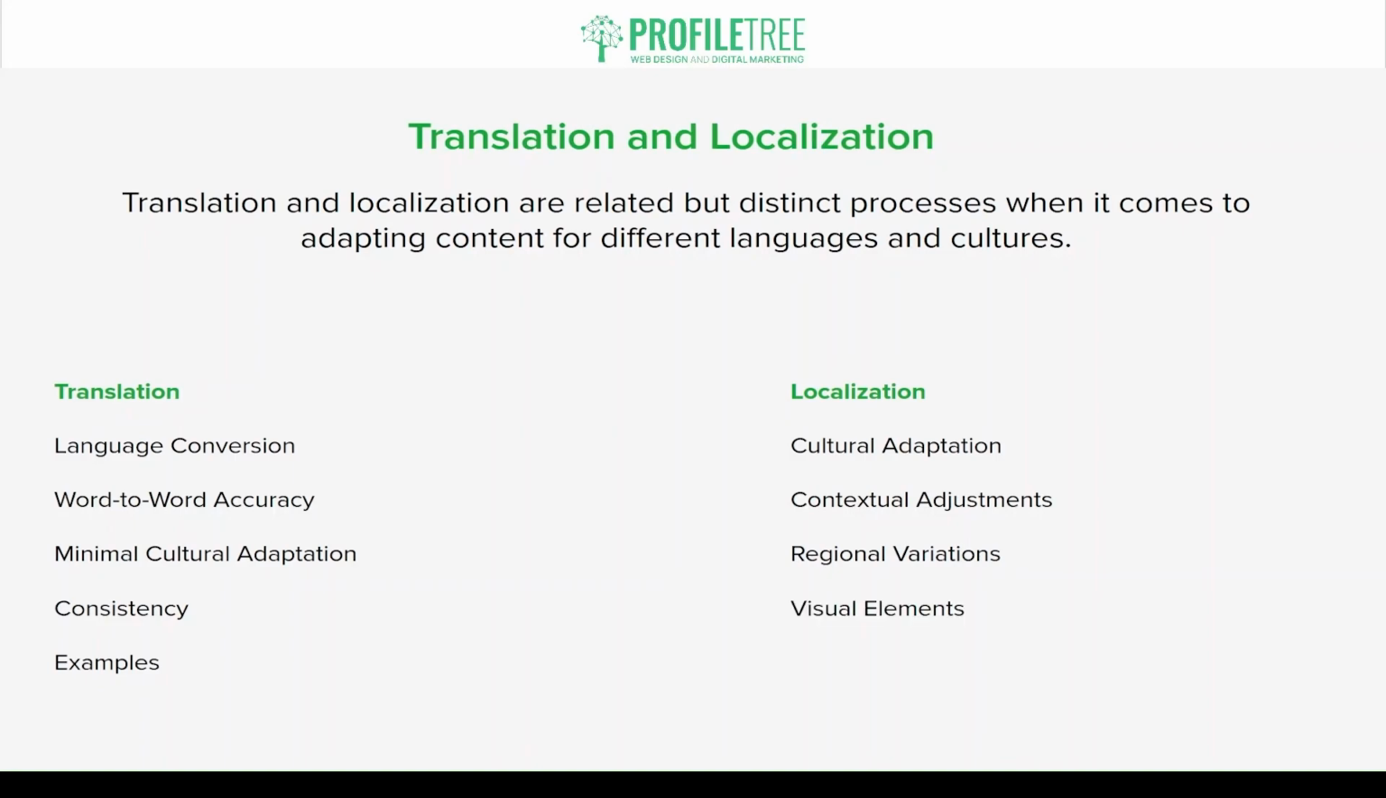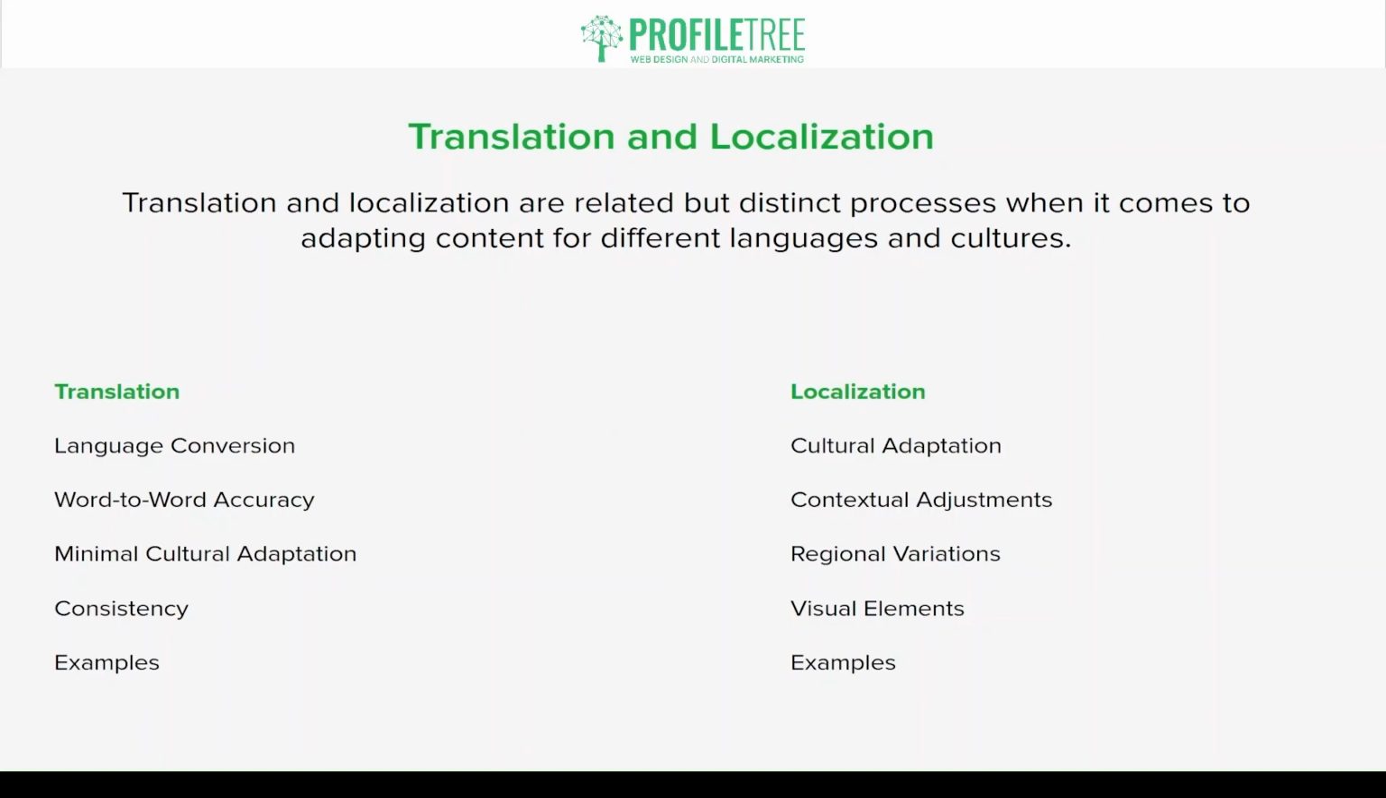And localization can involve changes to visual elements like graphics, colors, and design to align with cultural sensibilities and avoid offense. Some examples include adapting a website for a Japanese audience, localizing marketing materials for a Middle Eastern market, or changing product packaging to appeal to European countries.